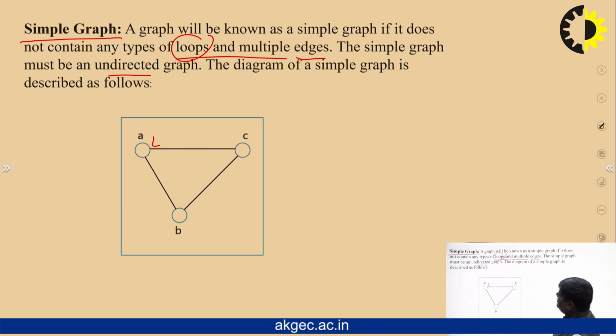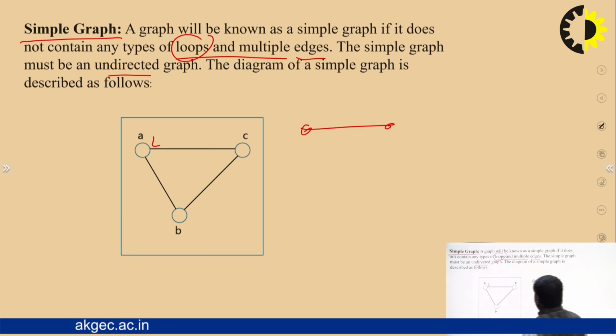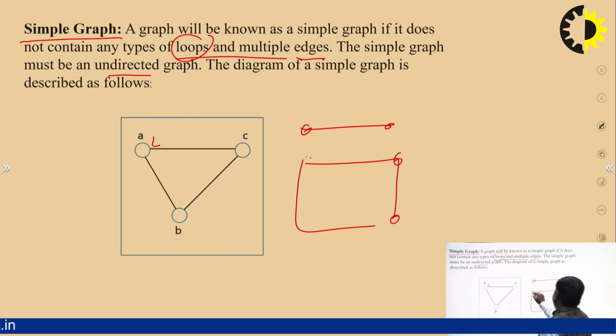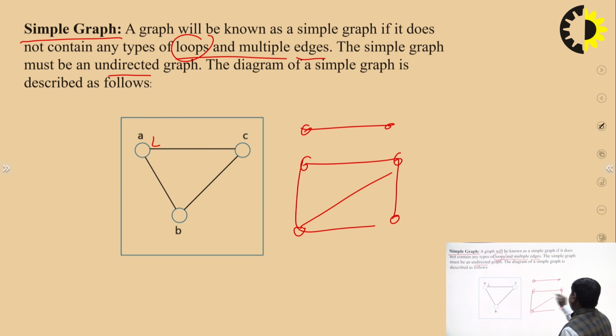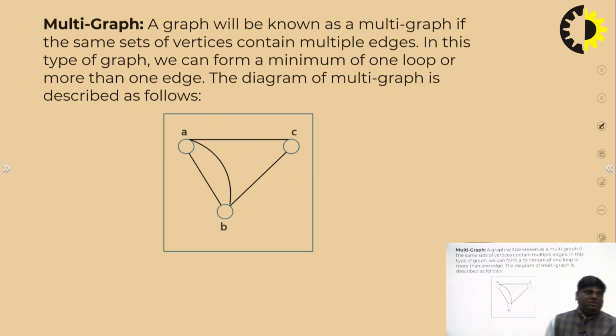The simple graph is described as follows: A, B, C, that is a 3 node simple graph. Now that is a 2 node simple graph. Now here is a 4 node simple graph. So 2 node, 3 node, 4 node, 5 node, we can draw any combination of nodes.